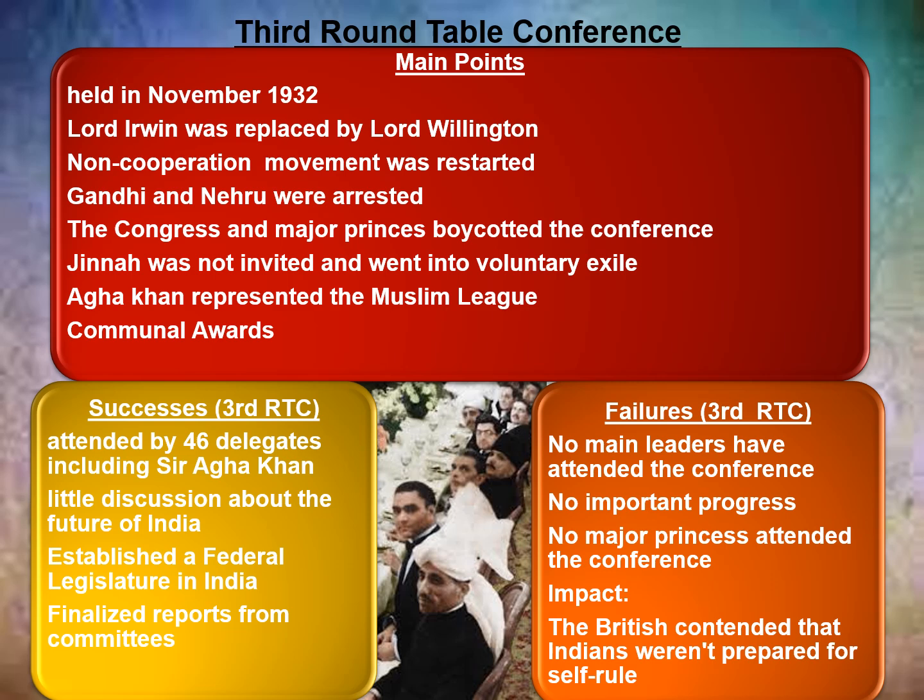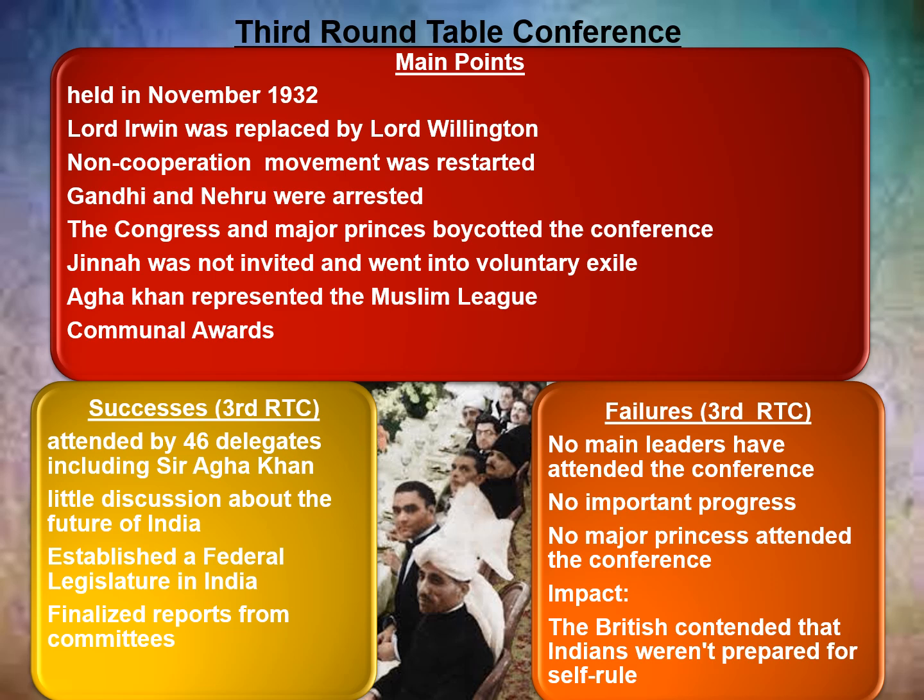If we talk about the successes, it was attended by 46 delegates, including Sir Aga Khan. Little discussion was done about the future of India. There was an establishment of a federal legislature in India comprising elected representatives and nominees from the princely states. They finalized reports from committees formed during the second roundtable conference. They did not exaggerate existing issues.